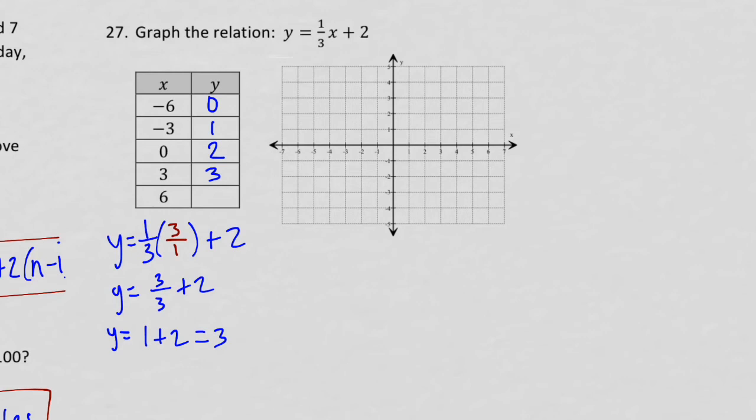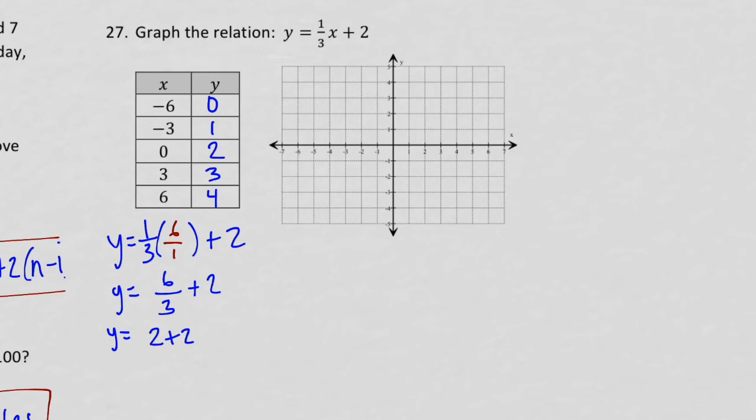And the last one we're going to plug in is 6. So plug in 6 right there. 6 over 1 again, fraction. 1 times 6 is 6. 3 times 1 is 3. Remember, when you're doing these multiplications, numerator times numerator, denominator times denominator. Plus 2. 6 divided by 3 is just 2, so it's 2 plus 2, which is 4. There you go.